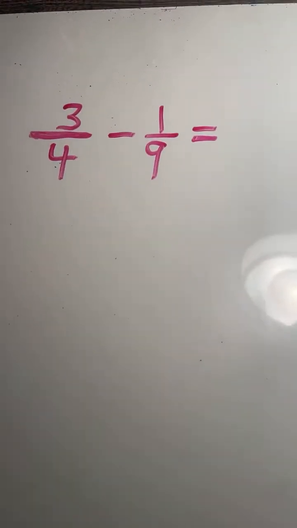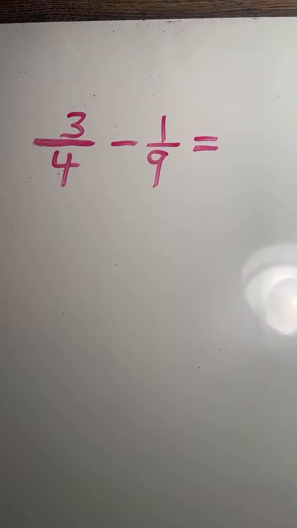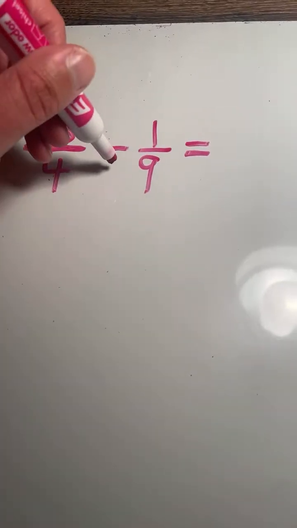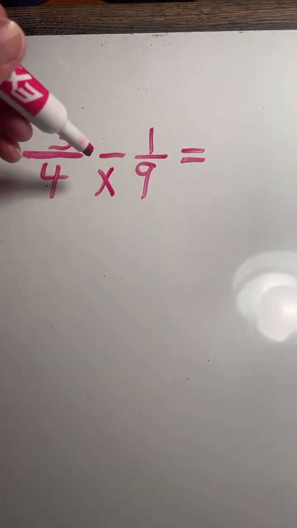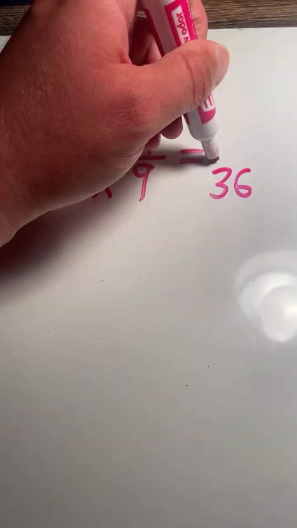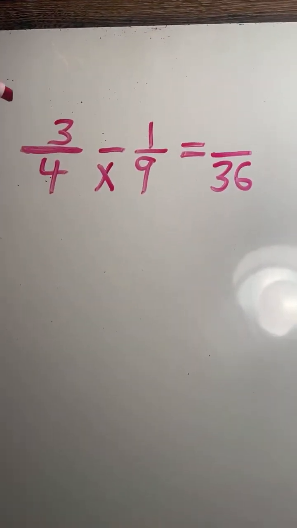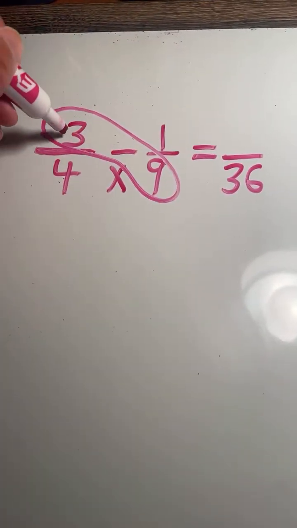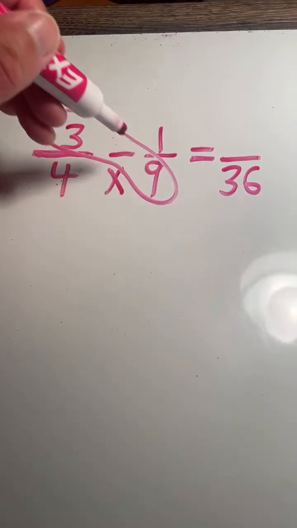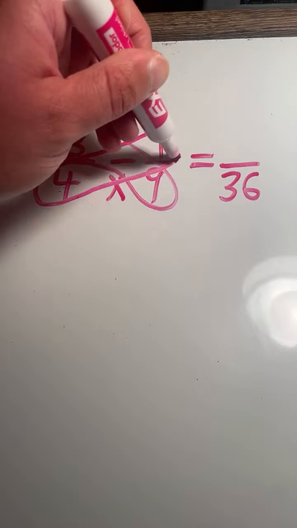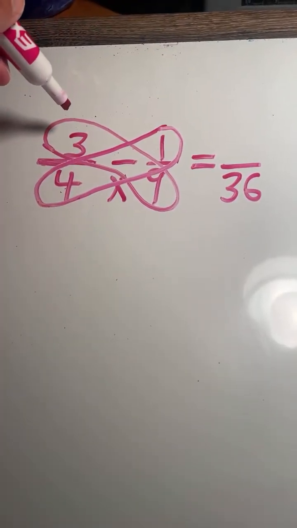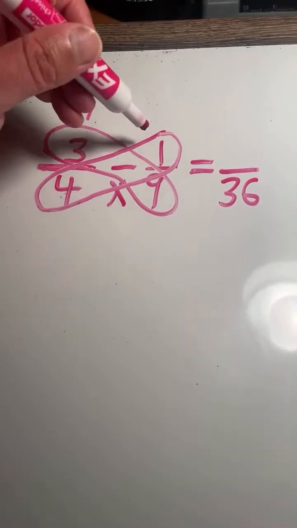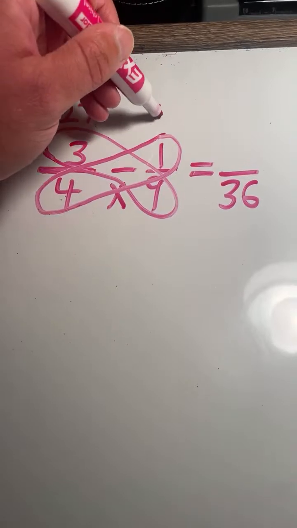All right, 3/4 minus 1/9. So step 1, we got to multiply our 2 separate denominators. 4 times 9 equals 36. Step 2, we have to multiply each numerator times the opposite denominator. The 3 in 3/4, we have to multiply that times 9. The 1 in 1/9, we got to multiply that times 4. 3 times 9 equals 27. 1 times 4 equals 4.